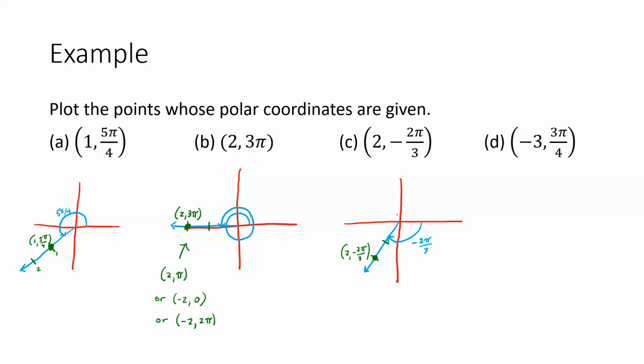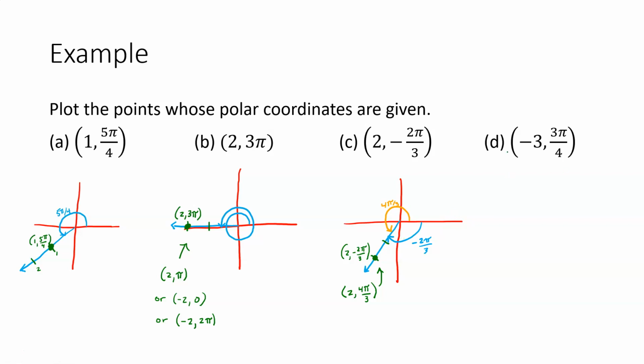Is there another way I could represent this angle? So the angle negative 2 pi over 3 could also be written as a positive angle if we were imagining going in the counterclockwise direction. I could write it as the angle 4 pi over 3. So I could also represent this point as 2 comma 4 pi over 3. It'd be the same point. So you see again here there are multiple ways that we could represent a point, and that's always true.